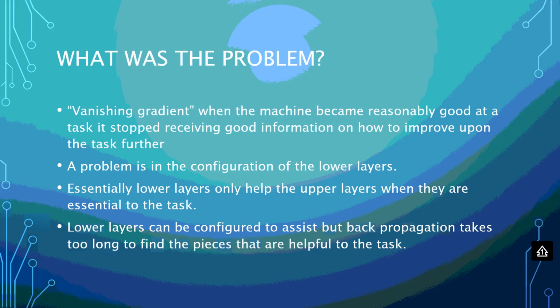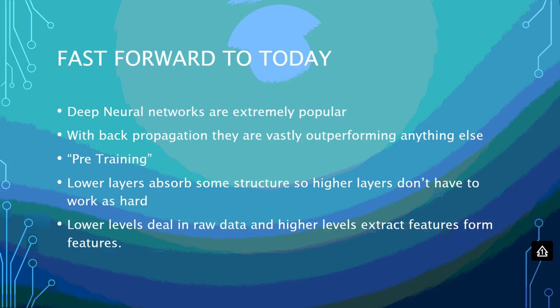Really, the lower layers can dramatically improve your performance in the upper layers, but it's only when the lower layer is essential to the task at hand. So you can configure that, but then your backpropagation takes forever to do, and that's why it fell out of favor in the 1970s.